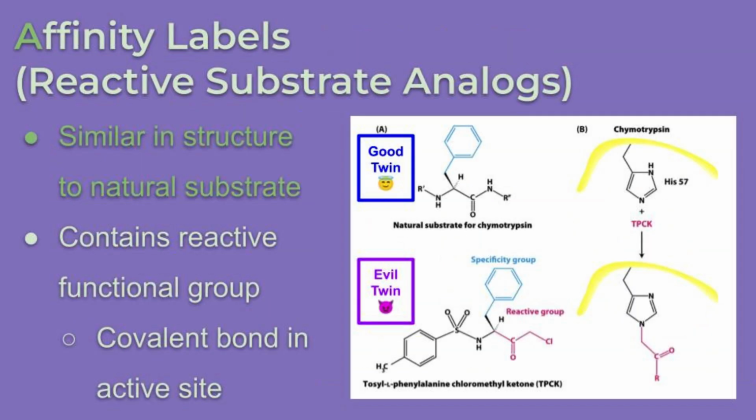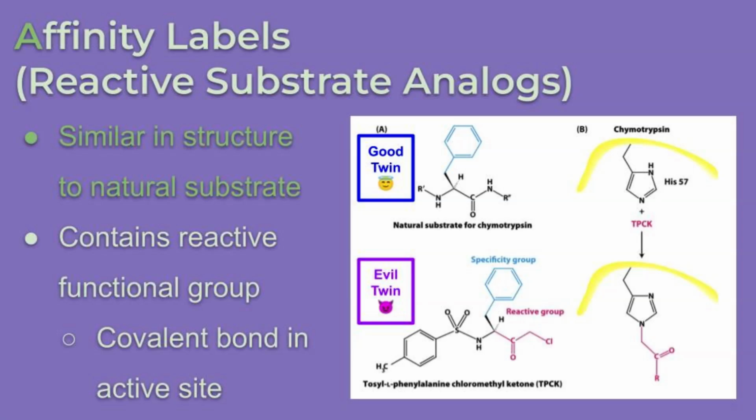So now we come to affinity labels, also known as reactive substrate analogs. These inhibitors have a similar structure to natural substrates that these enzymes would bind to anyway. So these inhibitors are reactive molecules that are analogous to the natural substrate. I like to think of them as good twin, evil twin. You've got the good twin, which is your natural substrate that this enzyme would bind to anyway. And then you have the evil twin. It looks like the good twin, but deep down, it's not. It's very evil. It's going to inhibit this enzyme's activity. So it's the evil twin.